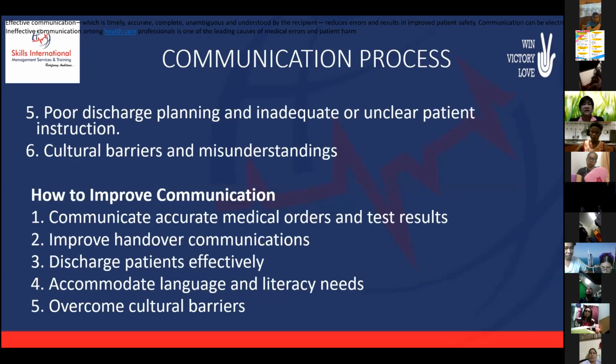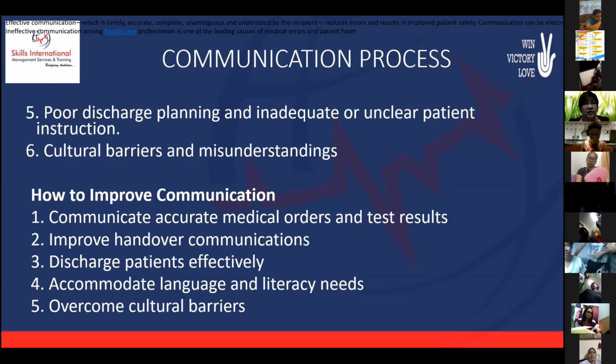Poor discharge planning. When the patient is going for discharge and we are giving them unclear instruction, this is what I was talking to you about. You don't let your patient go with a wrong and poor instruction. Give them a clear instruction.